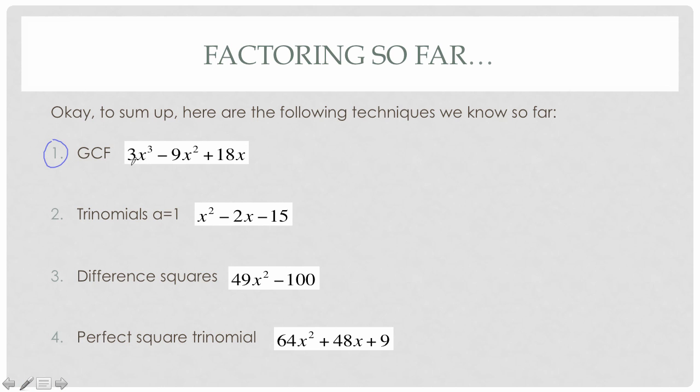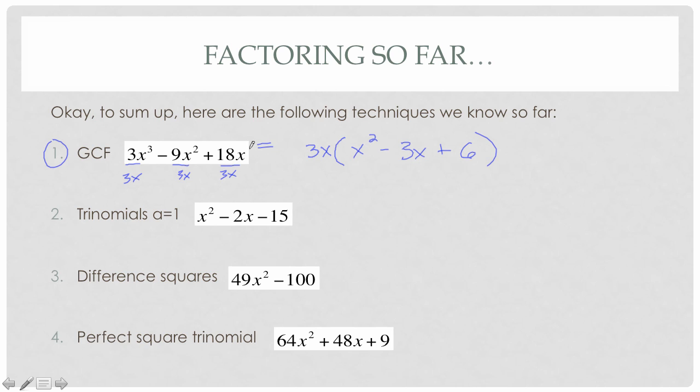What I mean by that, if I take this example right here, what's in common with all three terms? Well, in this one, I can factor out a 3 because 3 is in common with 3, 9, and 18. I can factor out a factor of x. And what I have left when I divide out my 3x and move it out into the front is x squared minus 3x plus 6. So there we go. That's factoring out the greatest common factor.